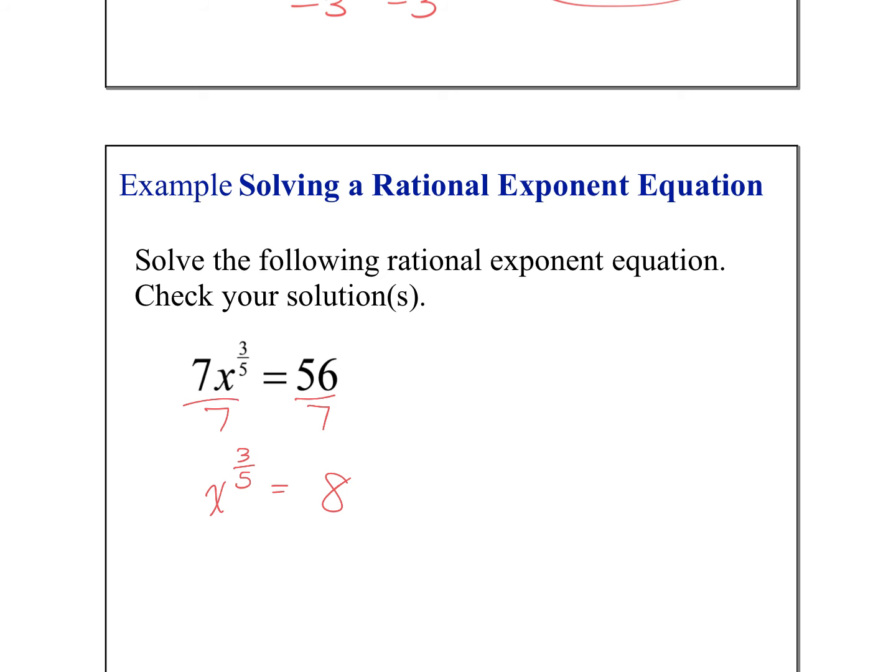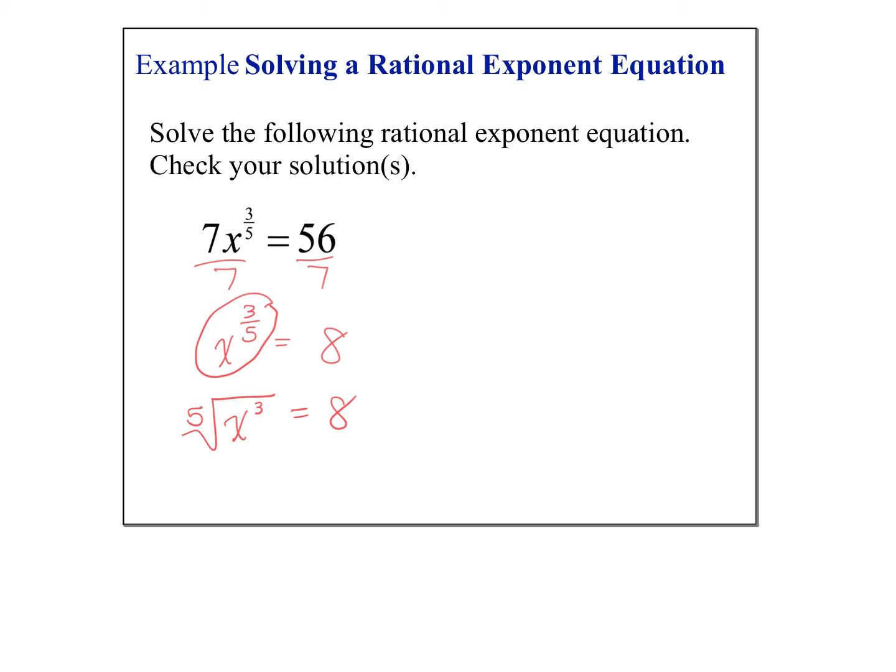And then if you remember from the first part of this unit, I can rewrite this as the fifth root, my index is 5, okay? Of x to the power of 3. And then that is equal to 8. So since my index is 5, I would start first by taking the power of 5 to both sides. So I get x to the power of 3 is equal to, one second, let's see, 32,768. Then I'm going to cube root both sides.